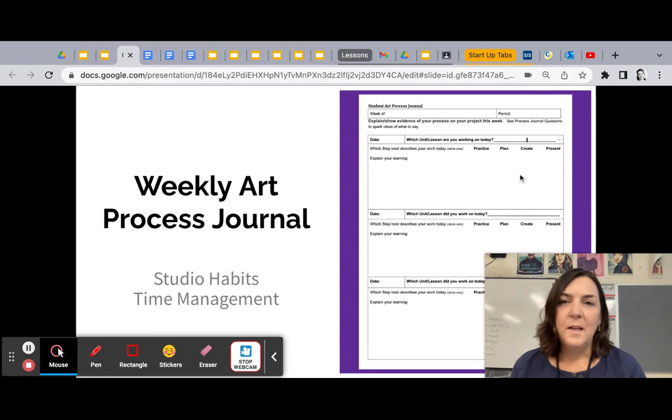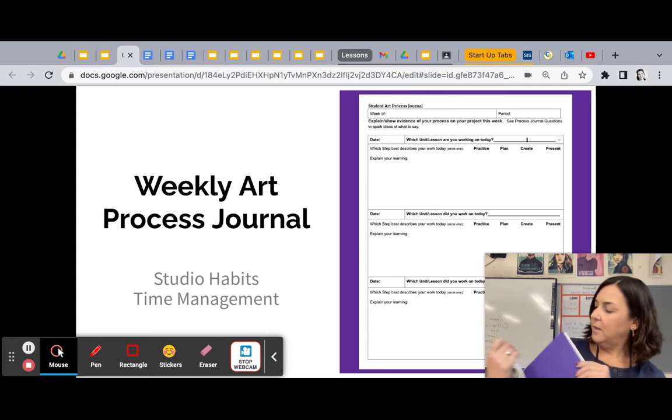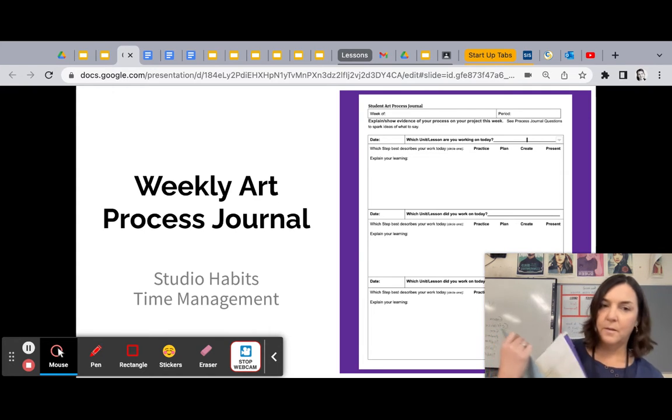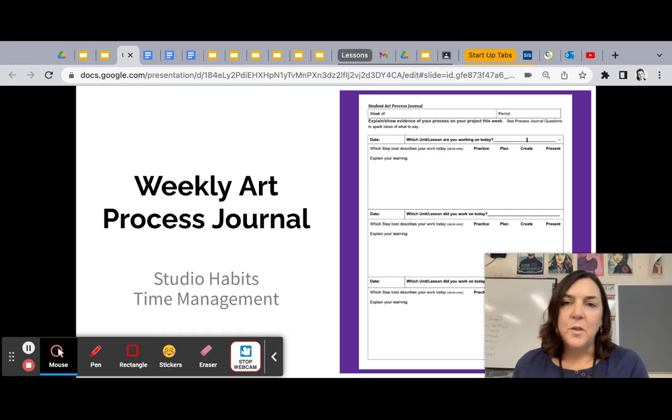As expected from the name, the weekly process journal should be completed every week and kept in the journal section of your sketchbook. You'll be making your sketchbook this week, and you will have a section for your journals. It is your responsibility to remember to add a new blank journal to your sketchbook as you need it. They're kept in the front of the room. There are 3 entry spaces per sheet. I typically collect and grade journals every other week.